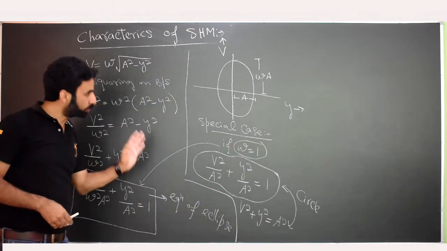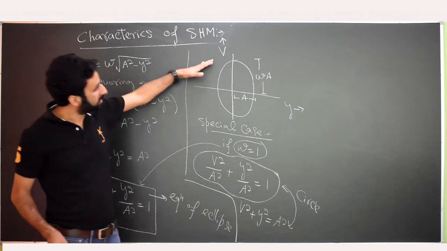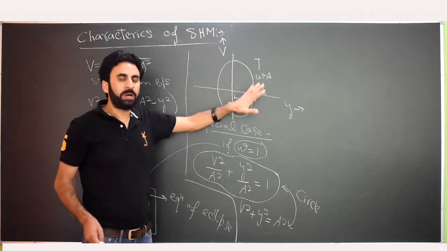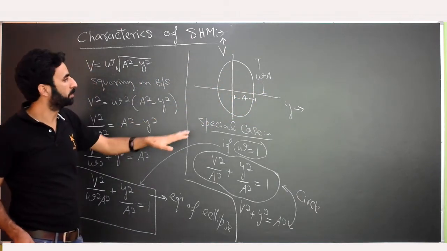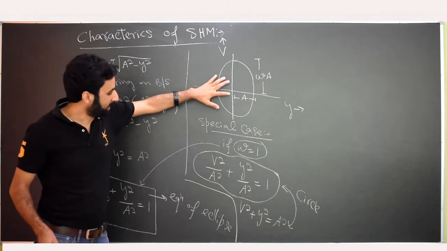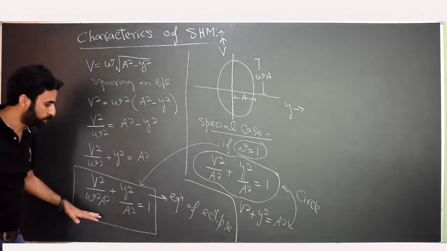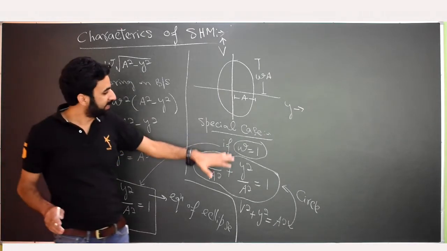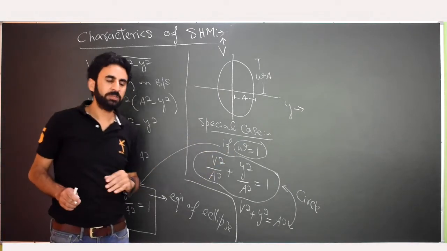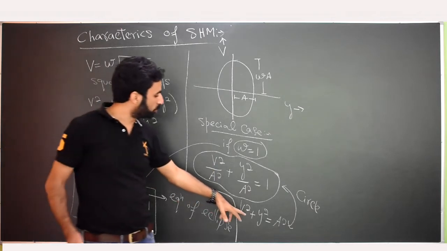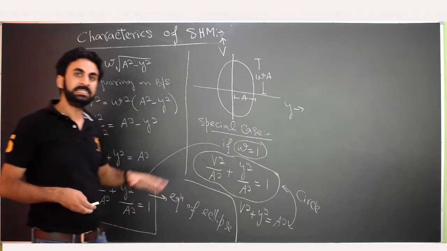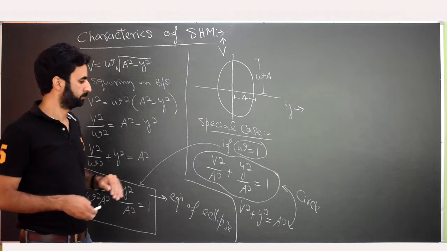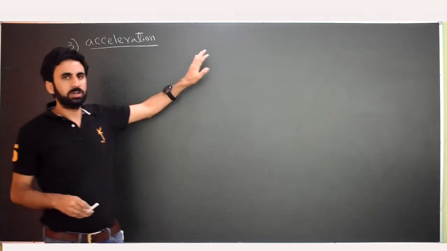But as a general rule, the graph between velocity and displacement of a particle executing simple harmonic motion is an ellipse, represented by this very equation. And if we put omega is equal to 1, then the graph between velocity and displacement of a particle executing simple harmonic motion comes out to be a circle.